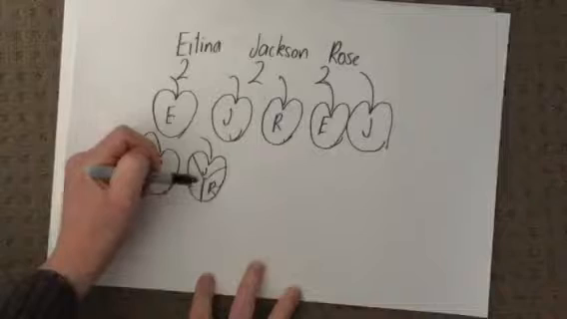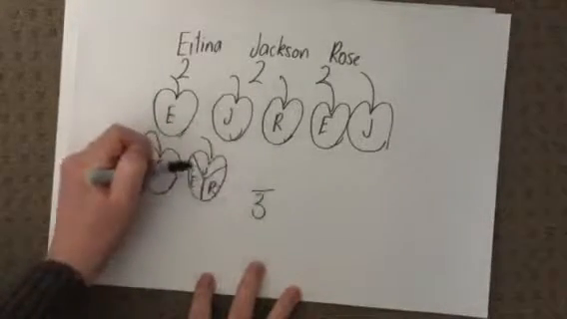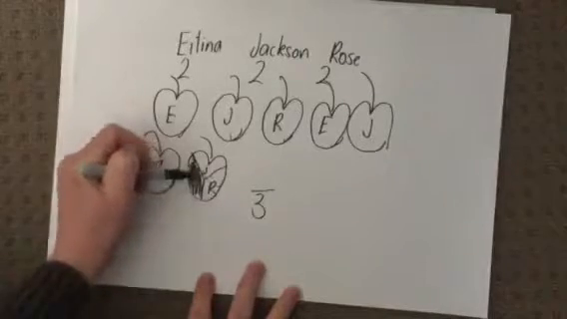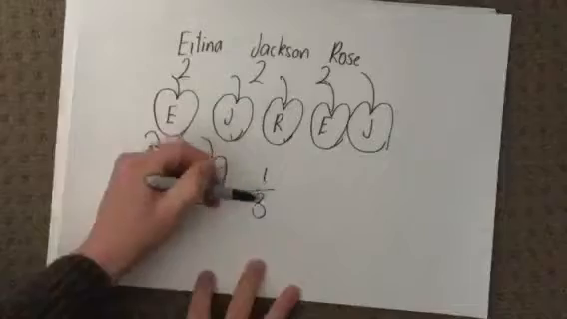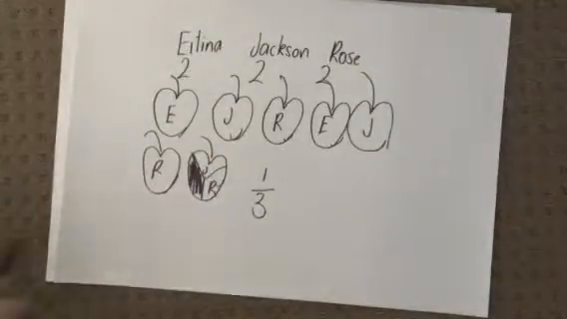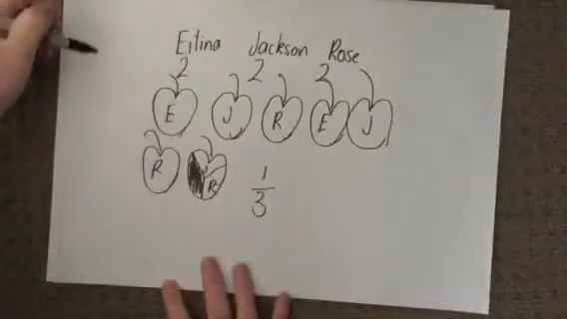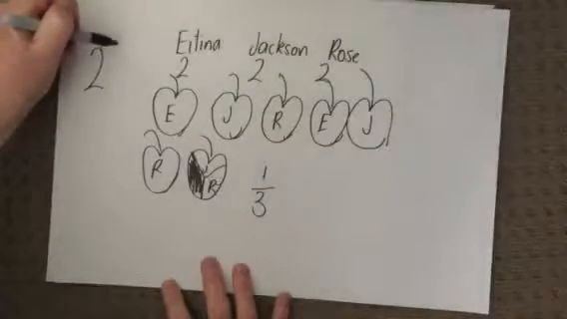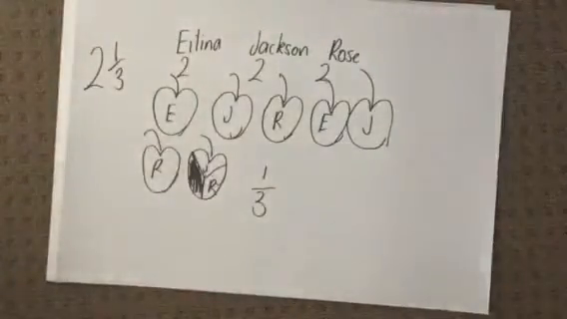Now I find the denominator, which is 1, 2, 3 pieces. And how many does Alina have? Alina has 1. So that's the numerator is 1, so she has 1/3. So she already had 2, and she has now another third. So what do I do? I take her 2 over here, and then I add on her third, 1/3. So how many does she have? She has 2 and 1/3.